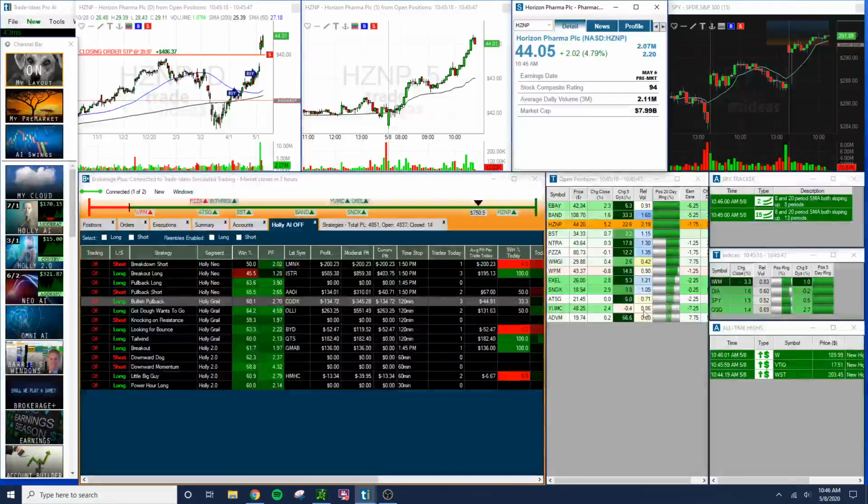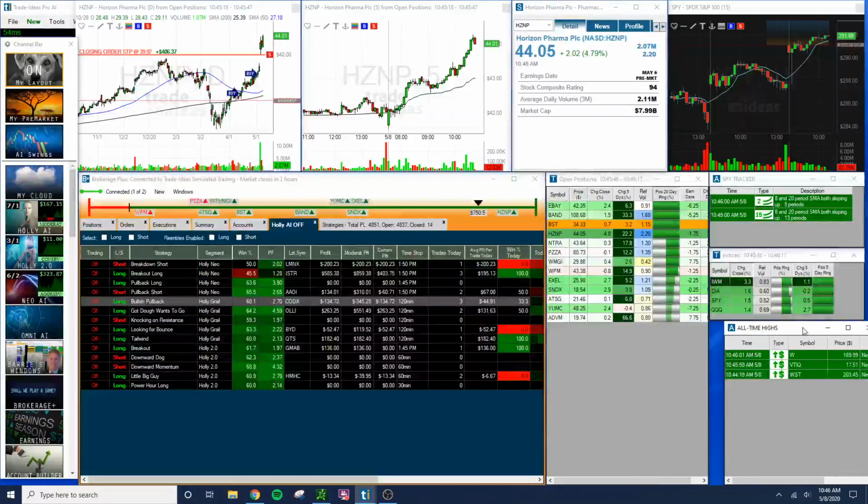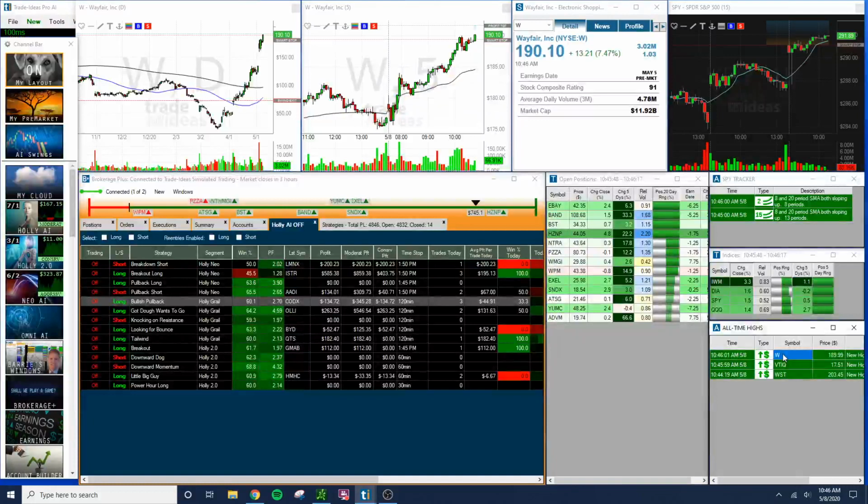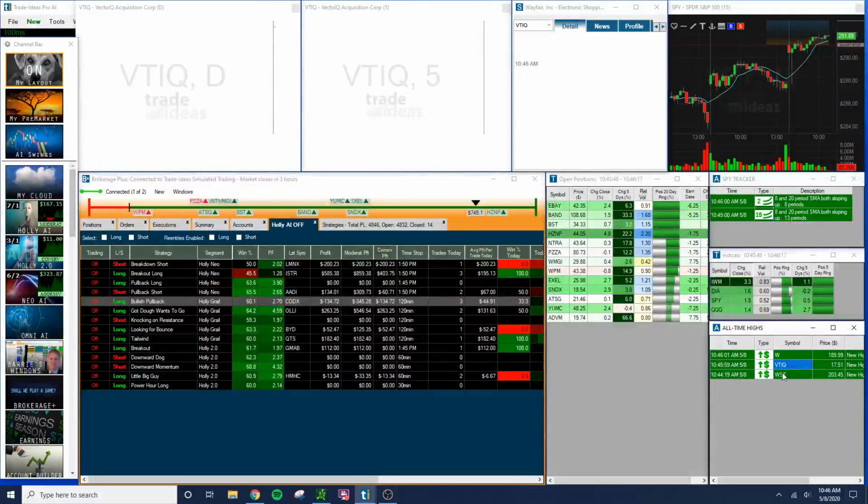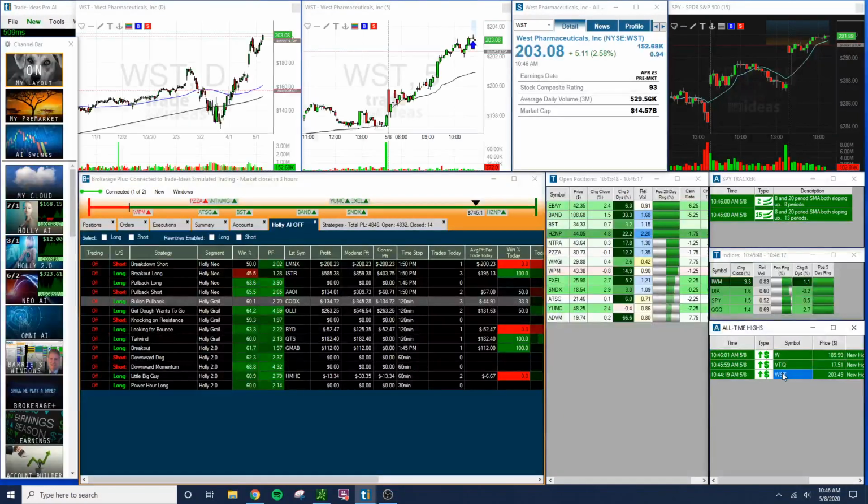So I've got an all-time high alert window here in the bottom right corner that I keep open all the time. It just shows me stocks making new all-time highs. It doesn't necessarily mean I'm going to trade it. But I definitely like to do trades from this window from time to time. And this one right here looks like a great stock to trade. So for swing trades, love to get into stocks making all-time highs.